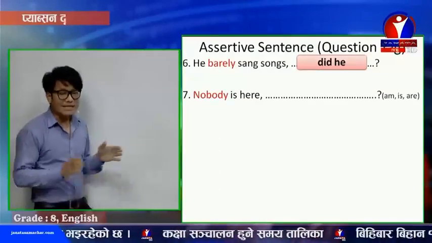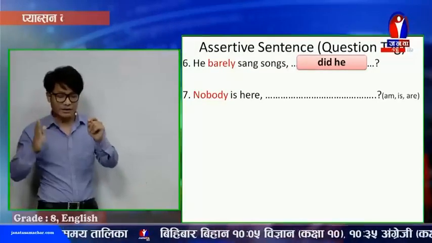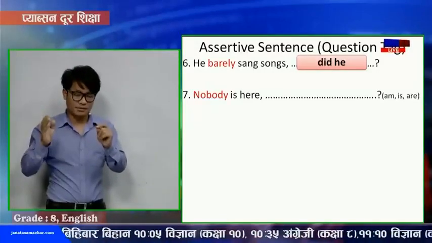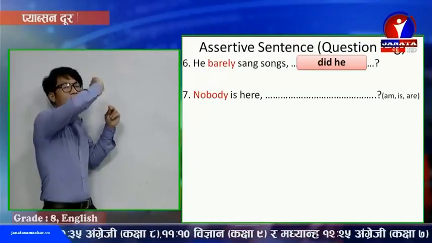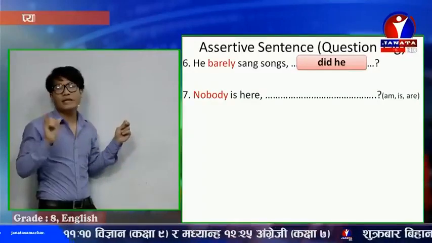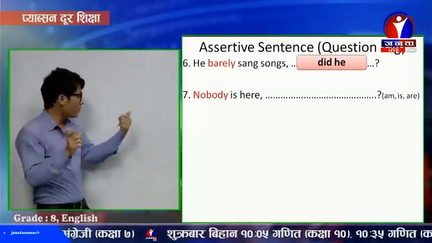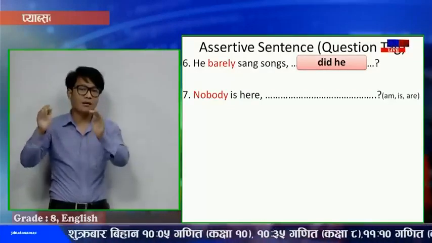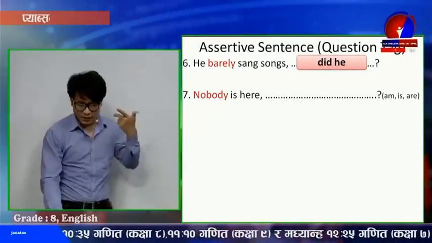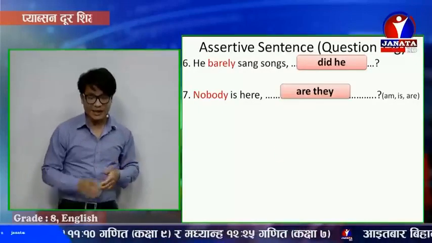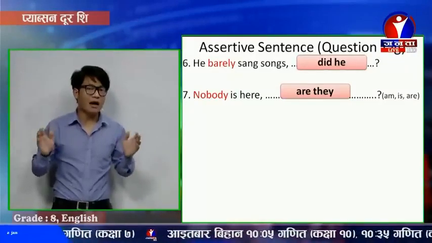Next: nobody is here. When there is "is", then obviously there are hidden am and are. Nobody is a vague subject, and this vague subject should be changed into the pronoun they. As I have told you, even on the screen you can see there is a hidden are and am when there is an is. So nobody changes into the pronoun they, and they takes are. So: nobody is here, are they?